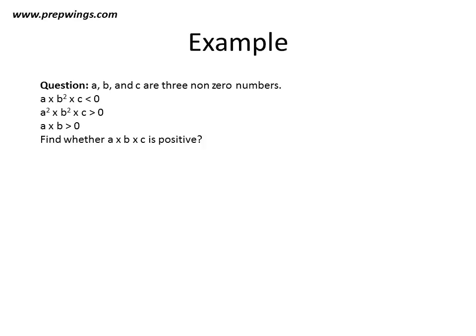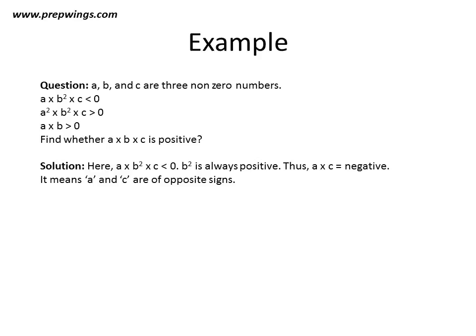Okay, now we look at an example here. The question says A, B and C are three non-zero numbers. The first condition that is given is that A multiplied by B square multiplied by C is less than 0. What this means is A multiplied by B square multiplied by C is negative. Then the next condition says that A square multiplied by B square multiplied by C is greater than 0 or positive. And the last condition that's given over here is A multiplied by B is positive or greater than 0. Now we have to find whether A multiplied by B multiplied by C is positive.